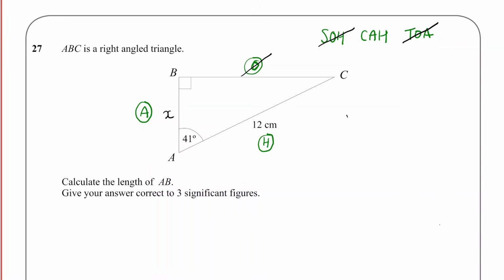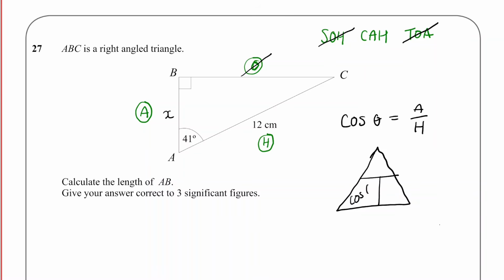CA means cos, cosine, with the angle, is adjacent divided by hypotenuse. Cos theta equals A over H. You might also use a triangle, which has cos theta, A, and H. Now we just substitute in what we know. So the angle is 41. So it's cos 41 equals A, which is our x, that's what we're working out, over H, which is 12.